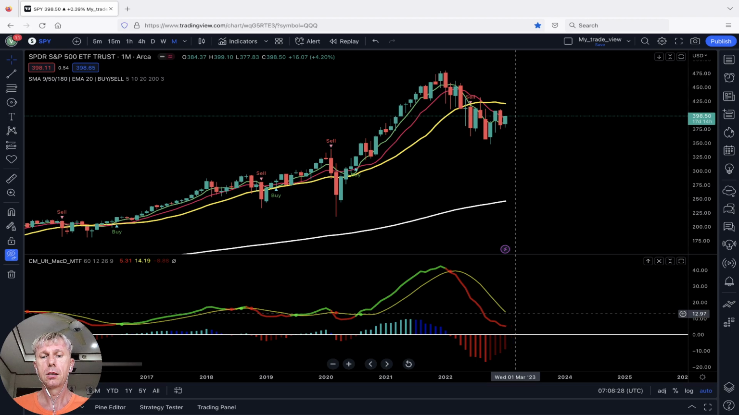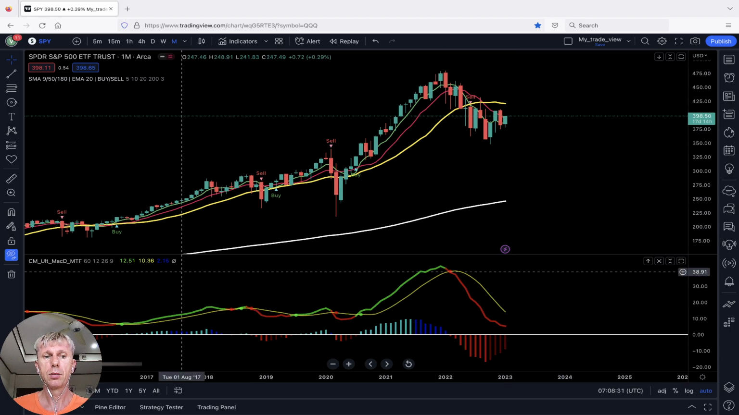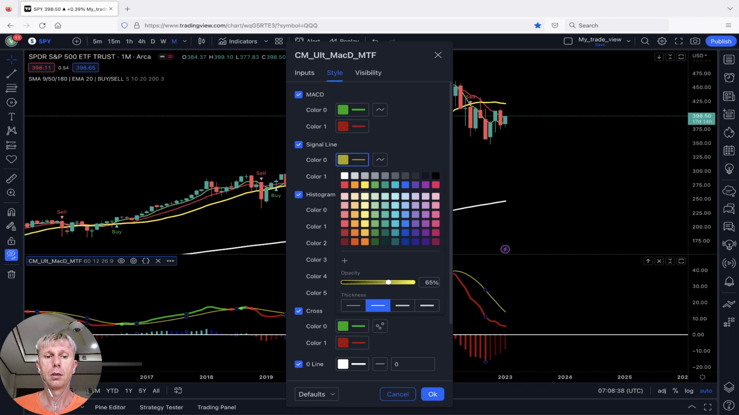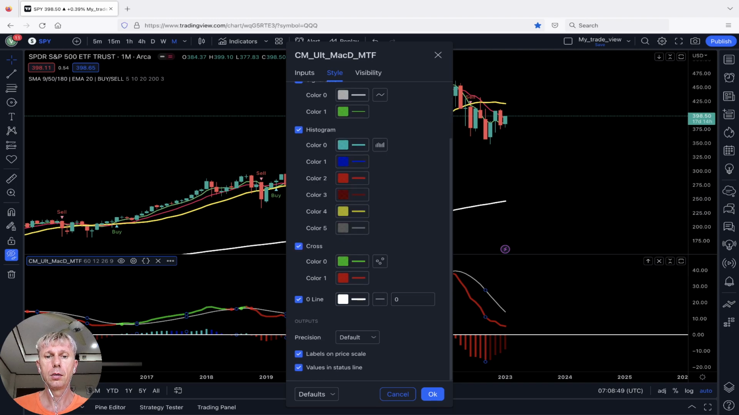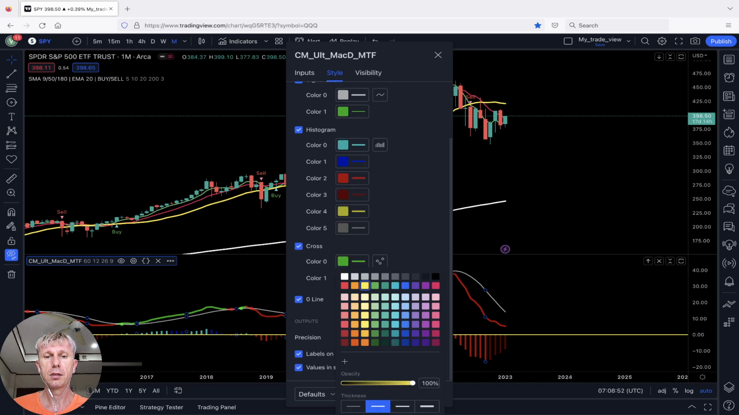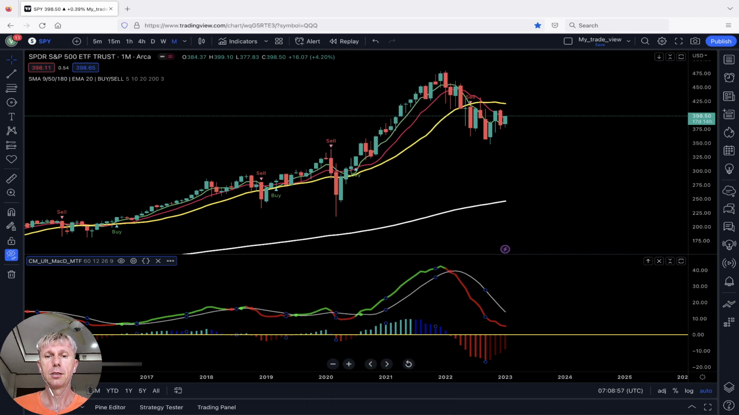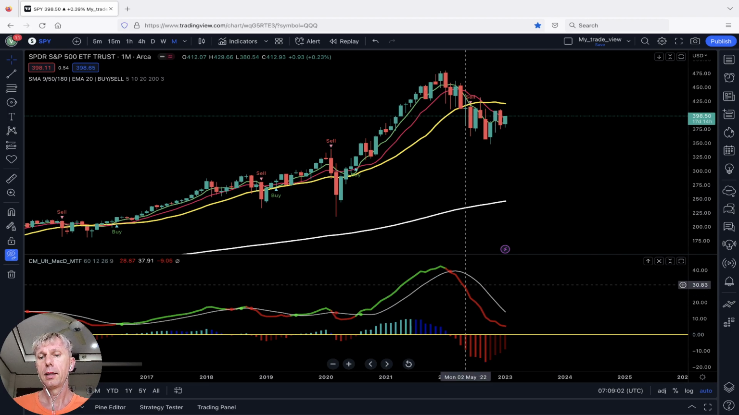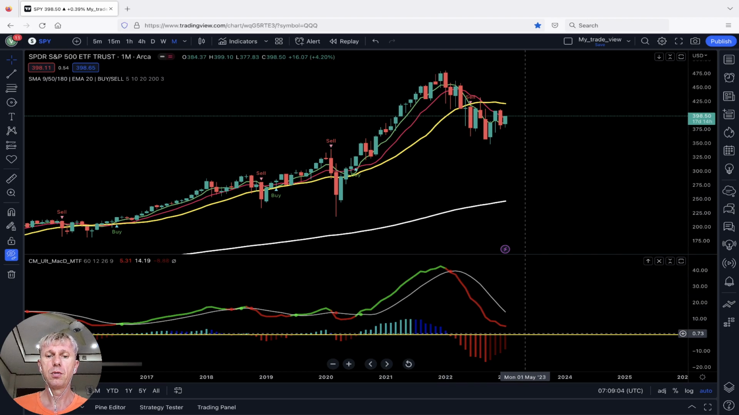Okay, let me correct it, because my setup is different. The signal line should be white, and the zero line should be yellow. That's what we should expect. Like this one, very nice. Signal line white, red line is bearish, and yellow is the zero line between bullish and bearish.